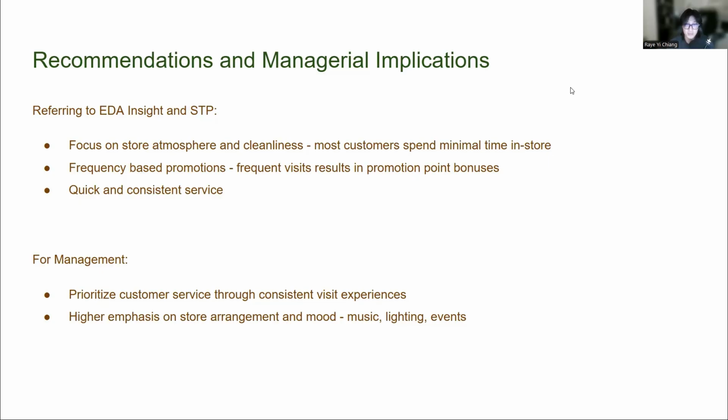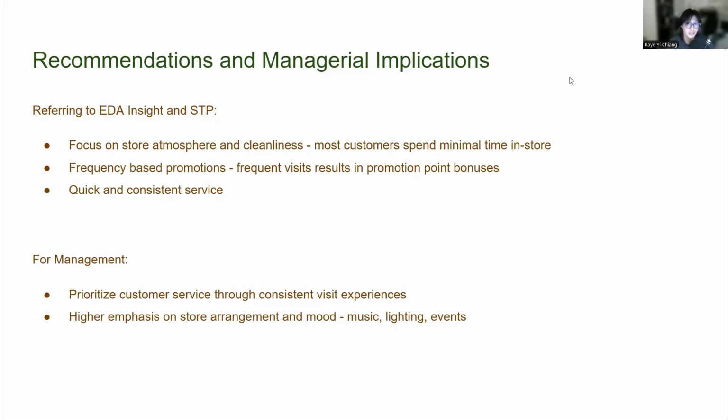And for management specifically, we want them to prioritize customer service through consistent visit experiences. And by consistency, we don't just mean at the same store. We don't just want a visit at a Starbucks location to be the same every time. We want the visit experience to be consistent everywhere. No matter what Starbucks you go to, we want people to see the Starbucks brand and know that they're going to get quick and consistent service.